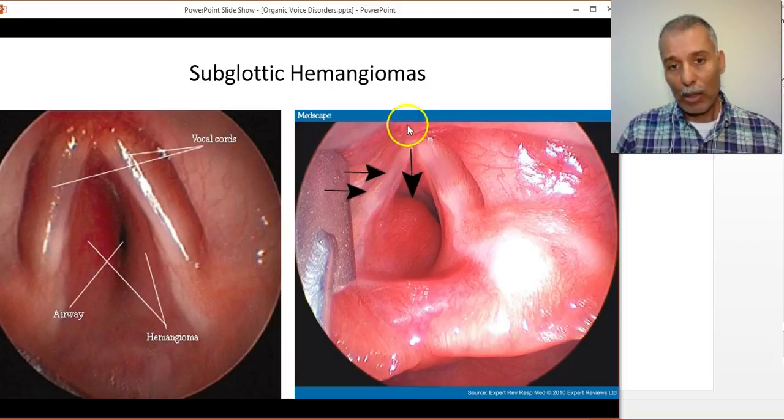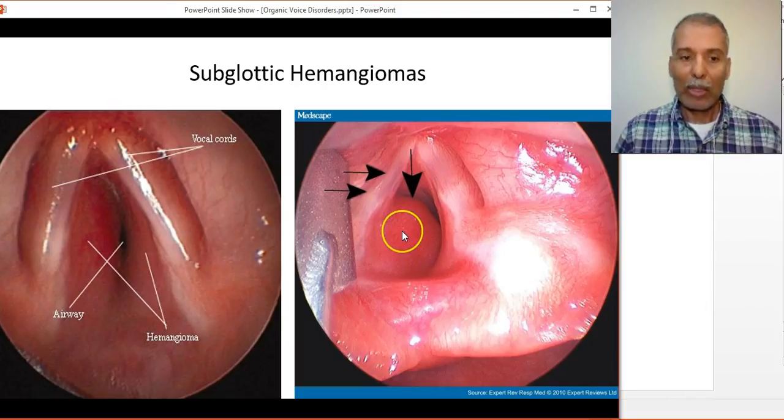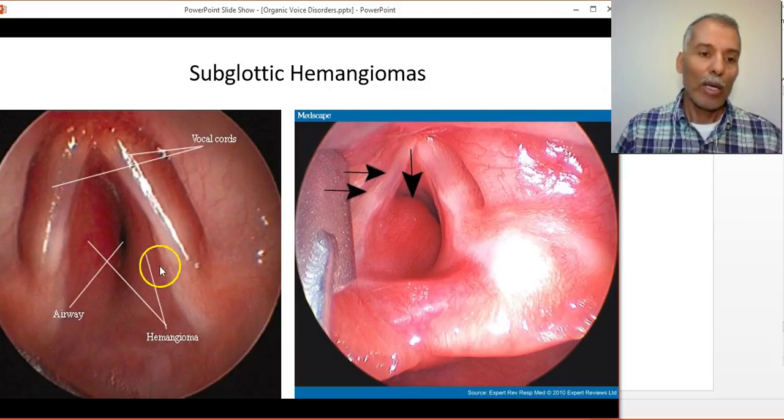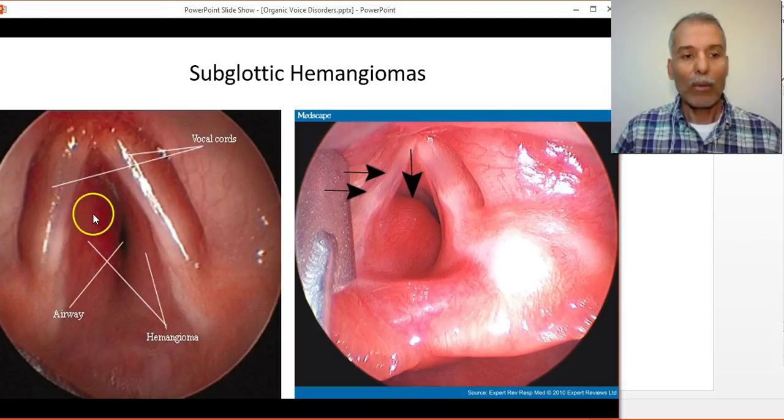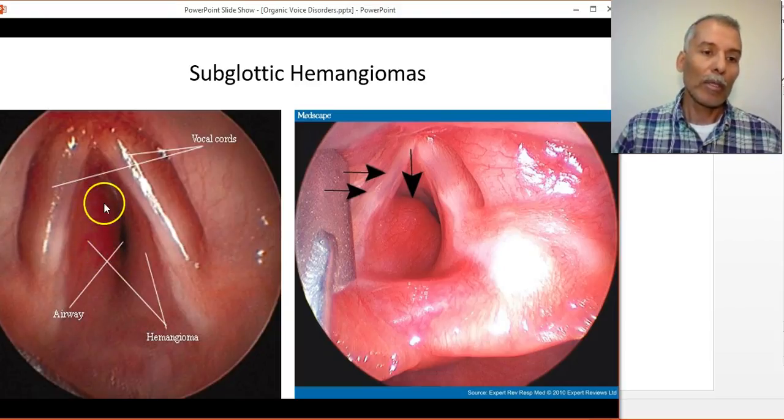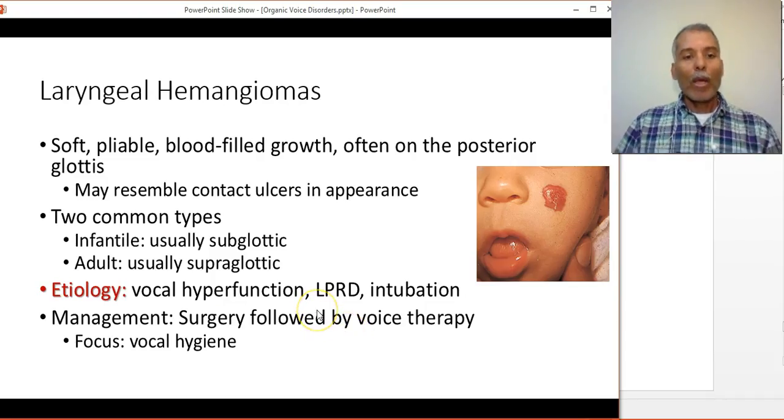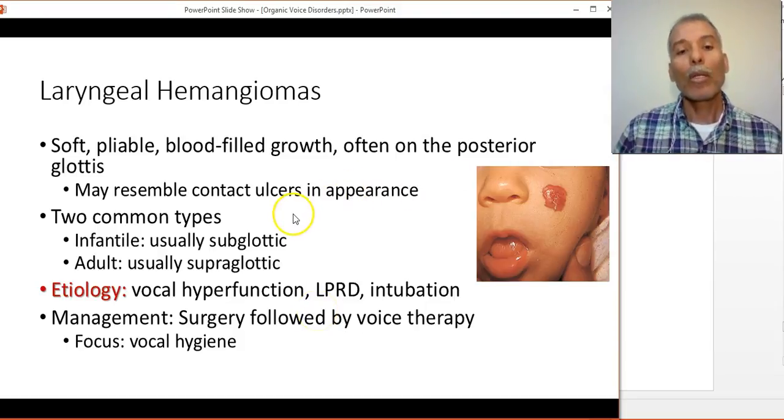So here, anterior, posterior, and you can see the posterior segment, and there's that sac, and you can see that it does compromise the airway. On the other side here, you have it even on two sides. Many blood vessels coming together excessively and causing that mass there. So they may resemble contact ulcers in appearance, but remember they're soft and pliable, and they're blood-filled.